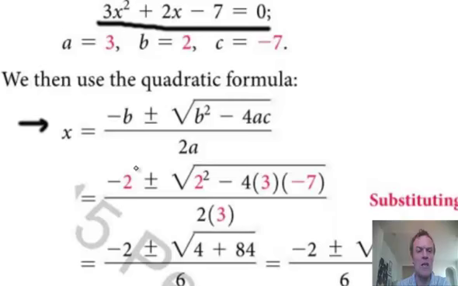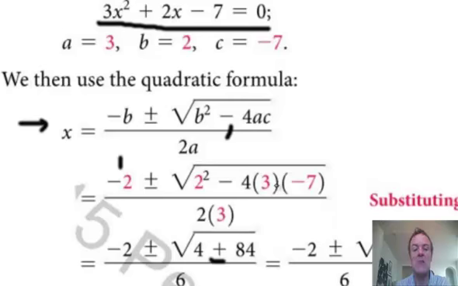Right, b is 2, so negative b is negative 2. Again, if b was already negative 2, negative b would be positive 2, so just be careful of signs. b squared, 2 squared, minus 4ac. Again, a was 3, c was negative 7. Now watch this because this has two negatives. In other words, the negative 4ac turns into positive 84.